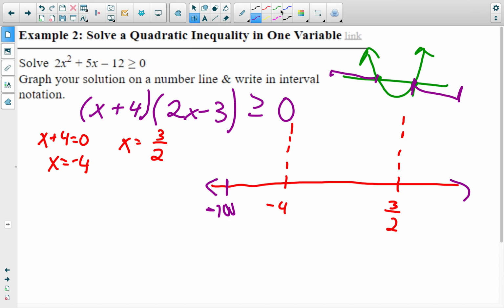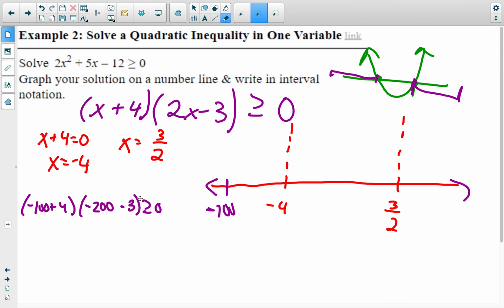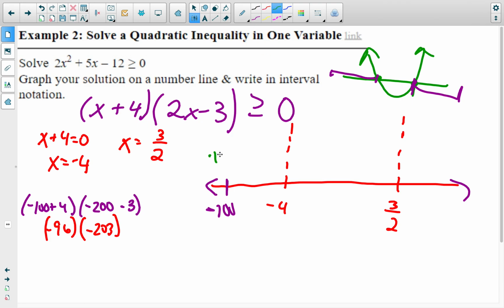If I plug in negative 100, then I would have negative 100 plus 4. I'm using this simplified version because it'll make the math go more quickly. And then negative 200 minus 3. So it would be negative 96 times negative 203. I don't need to actually do the math. I just need to see that a negative times a negative would be a positive. So anything on this side of negative 4 is going to be positive. I'm going to put a bunch of plus signs there.